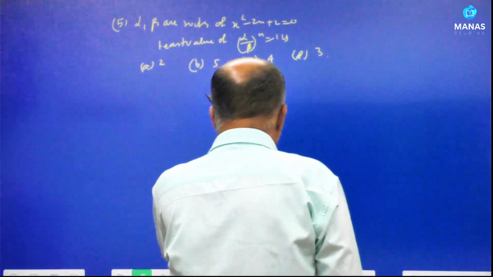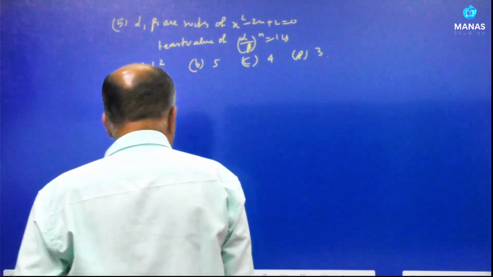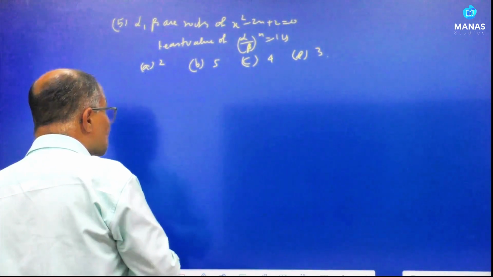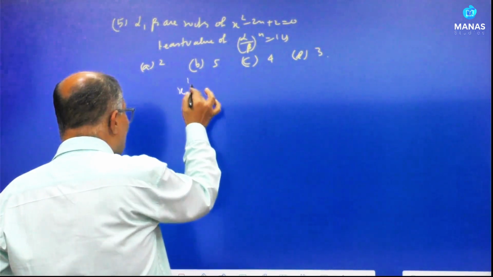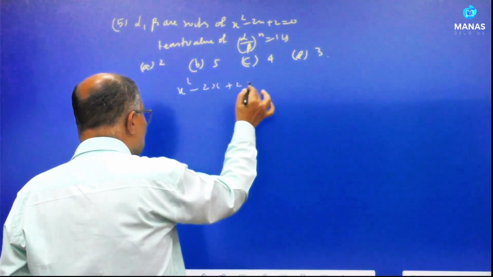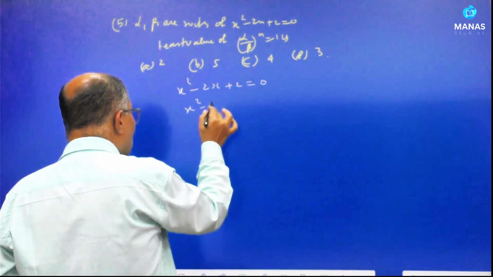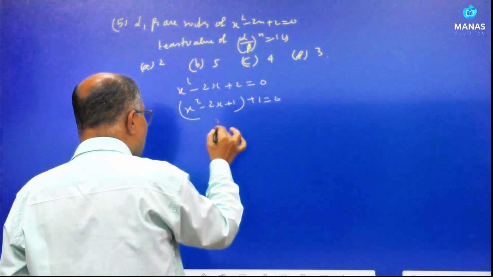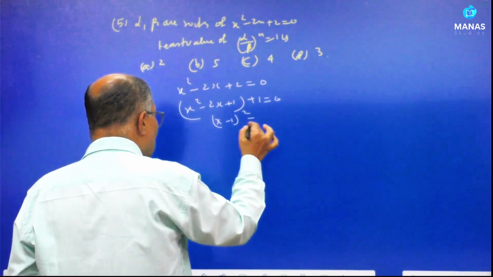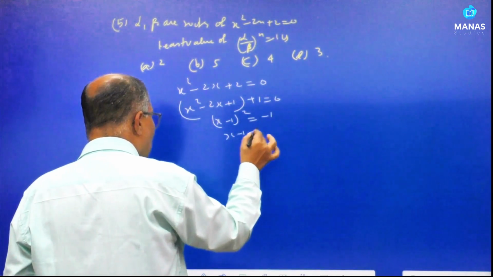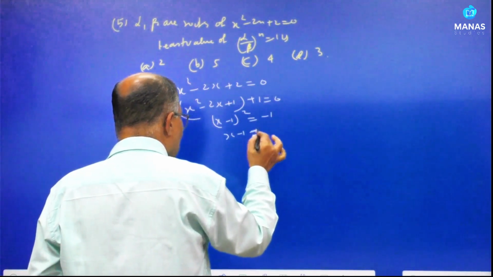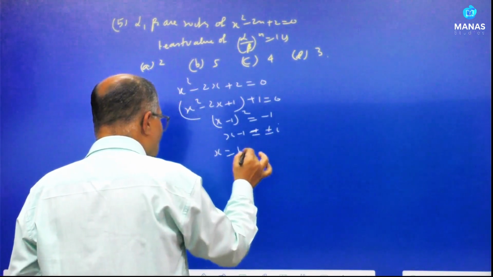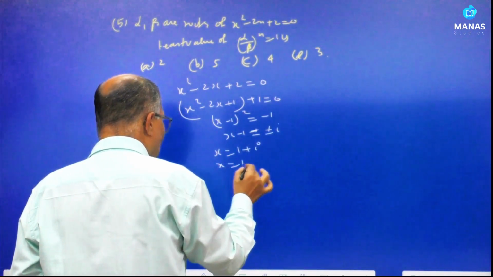Alpha comma beta are the roots of this equation. Find the least value of (alpha by beta) whole power n equal to 1. We are given x square minus 2x plus 2 equal to 0. That is x square minus 2x plus 1 plus 1 equal to 0. That is (x minus 1) whole square equal to minus 1. So x minus 1 equal to plus or minus i. So x is equal to 1 plus i and x equal to 1 minus i.